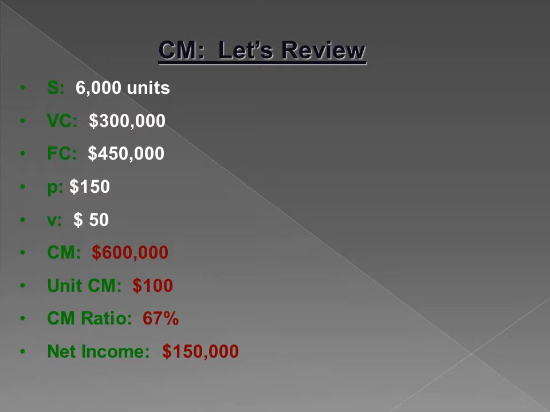And then your contribution margin ratio, which is what you would have received once you calculated your contribution margin, which is the 600,000 divided by your total number of sales in units, 6,000. Should have gotten you your contribution margin ratio. And then finally, your net income. Net income is the difference between your contribution margin and your fixed costs here.